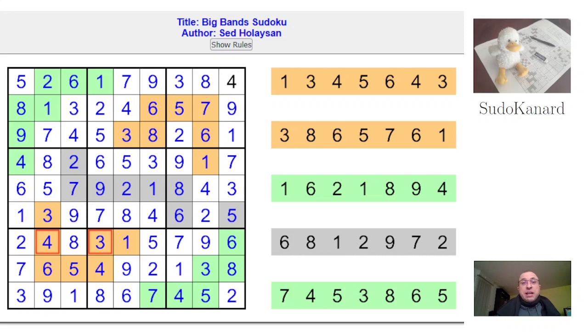I think it's the first time I've been solving a puzzle by Seth Holaysan, and this is definitely something that should be fixed.